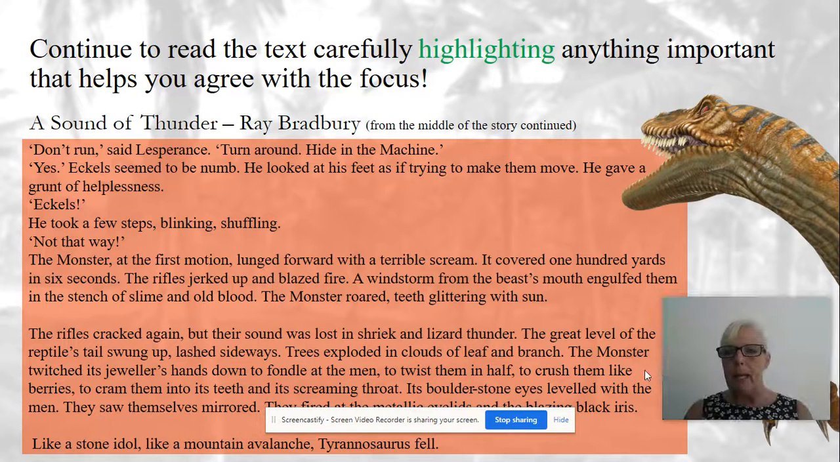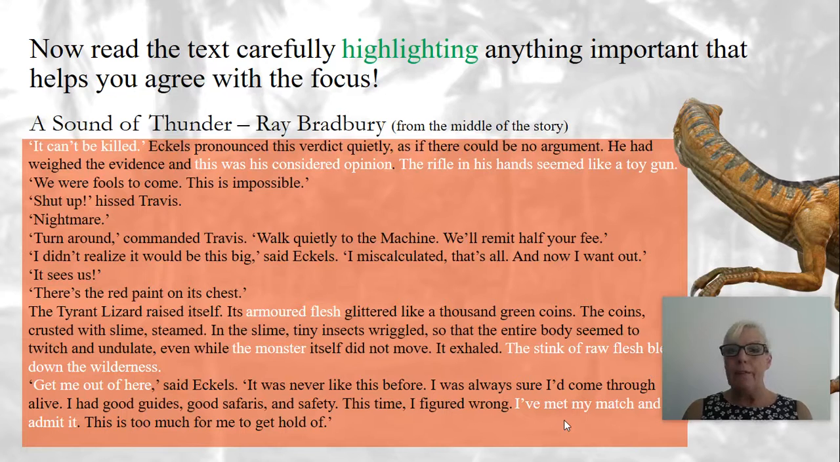Okay, now we should be back and we can have a look at, we might have very different things, but they're some things that I thought that I could use to help me to answer the question. So I've said it can't be killed. So you'll notice that I've highlighted that. And that, of course, is speech. It's what Eccles actually says. This was his considered opinion.